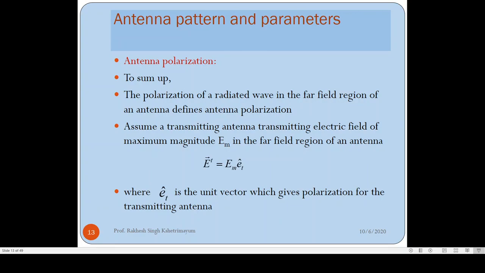or elliptically polarized antenna, or circularly polarized antenna, or linearly polarized antenna. So now there is something we need to know when we have a transmitting antenna and receiving antenna. Depending on the polarization, the amount of signal you receive at the receiver would be different, no? So there is something called polarization efficiency. Let us assume that there is a transmitting antenna giving a maximum amplitude of EM, and the unit vector for the polarization of the antenna is given by ET hat here. ET hat is a unit vector which gives the polarization of the transmitting antenna.